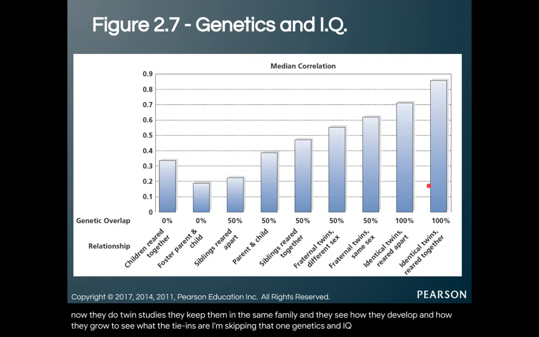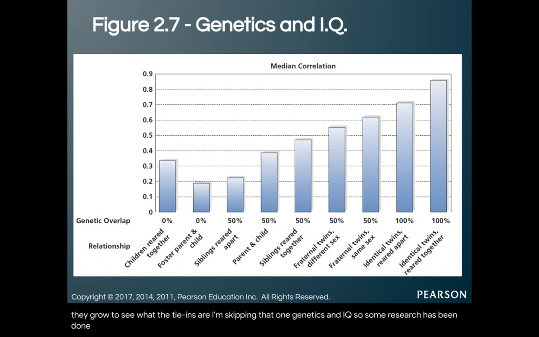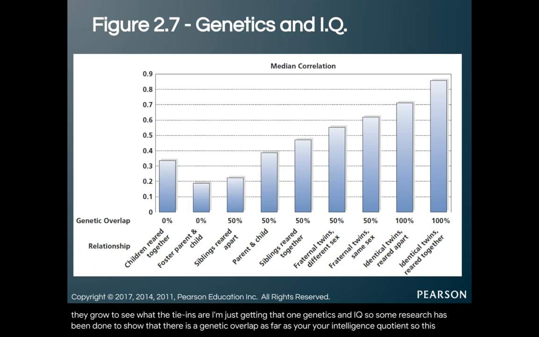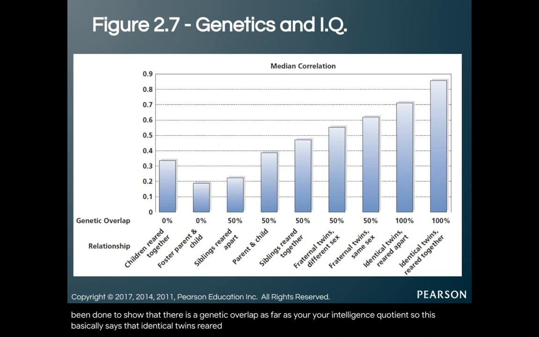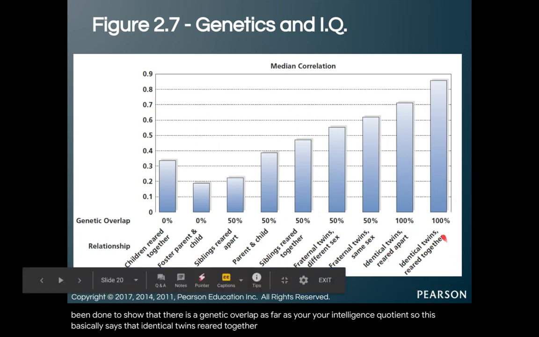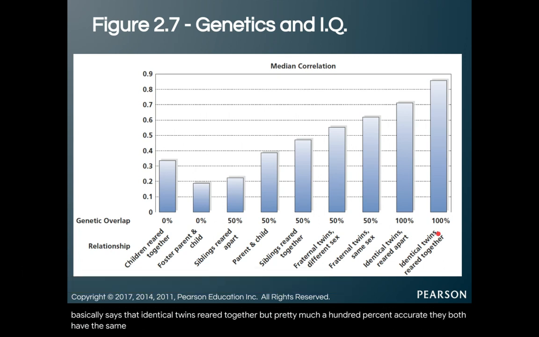Genetics and IQ. So some research has been done to show that there is a genetic overlap as far as your intelligence quotient. So this basically says that identical twins reared together are pretty much 100% accurate. They both have the same general IQ. Even identical twins reared apart will have the same IQ, which makes you think it's more genetic.